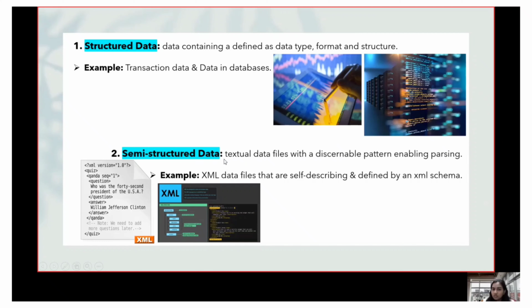It is textual data with a discernible pattern, enabling parsing. For example, XML data files that are self-describing and defined by an XML schema. For example, this is the picture. Normally, we use this XML schema to create a website, so you can actually find it in website coding.